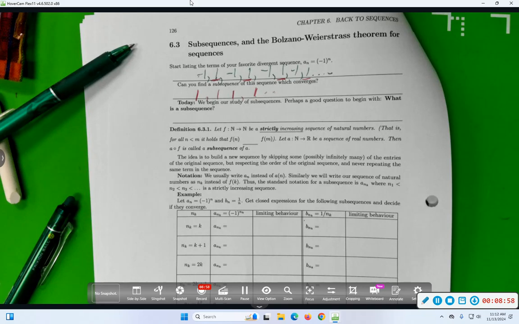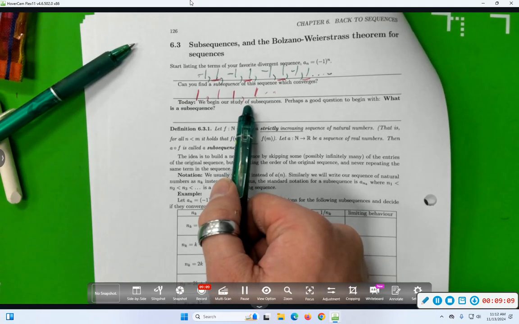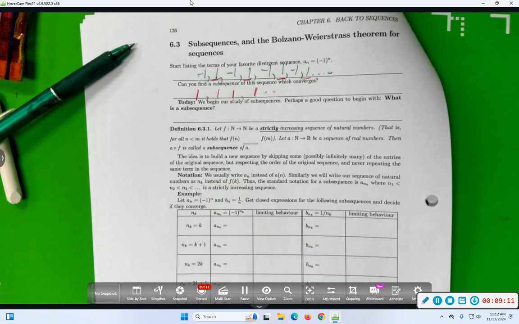What does its limit seem to be? 1. Nice. So even though the sequence didn't converge, if you throw out half of the terms, then suddenly it does. That's what we're going to study today. We're going to start studying subsequences. And a good place to begin is, what is a subsequence?